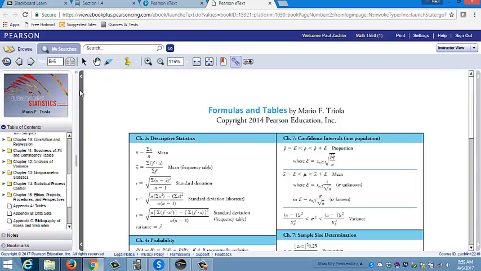Where would I find those? The quick quizzes and the chapter review, you go onto the book and go to the end of each chapter. Okay. The end of each chapter has them.